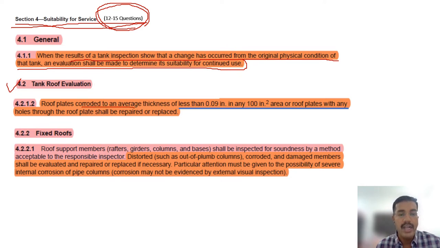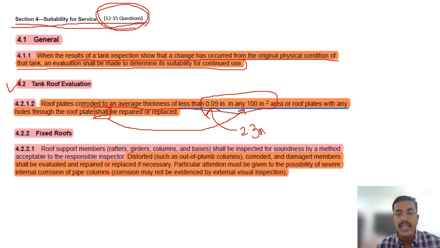Roof plate corroded to an average thickness of less than 0.09 inch in any 100 square inch area of roof plate, or with any holes through the roof plate, shall be repaired. I told you many times, shall means must. So if in any 100 square inch area the thickness is less than 0.09 inch, which is 2.3 mm, then a repair must be done. So this is the rule for roof plates. It is a closed book question.